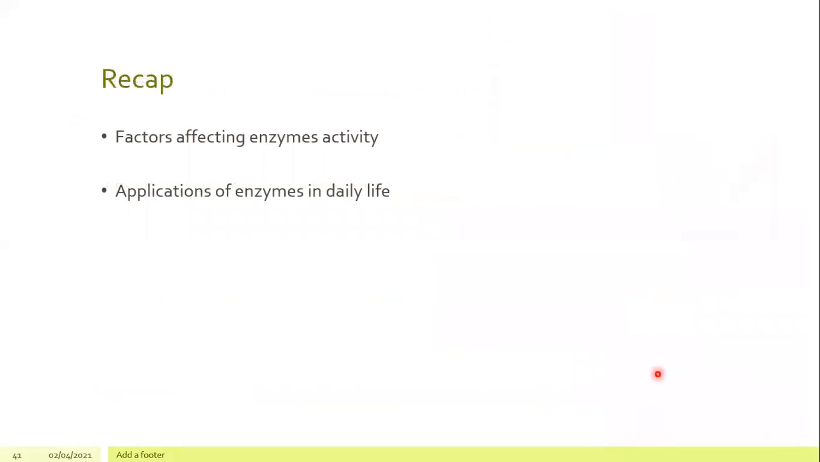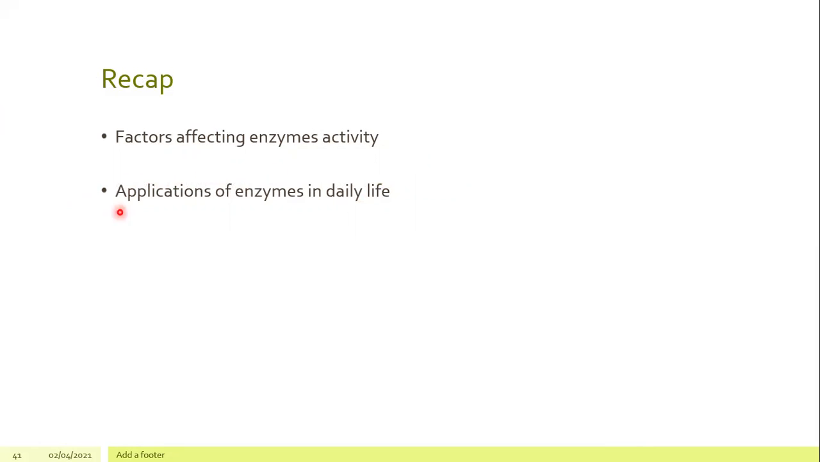Okay. So to recap our video today, we actually talked about the 4 factors that affect our enzyme activity. So what are the 4 factors? We have the temperature, and we have the pH, and most enzymes have an optimum pH of 7, around 6 to 8 in the human body. The third factor is the substrate concentration. And the fourth one is the enzyme concentration.